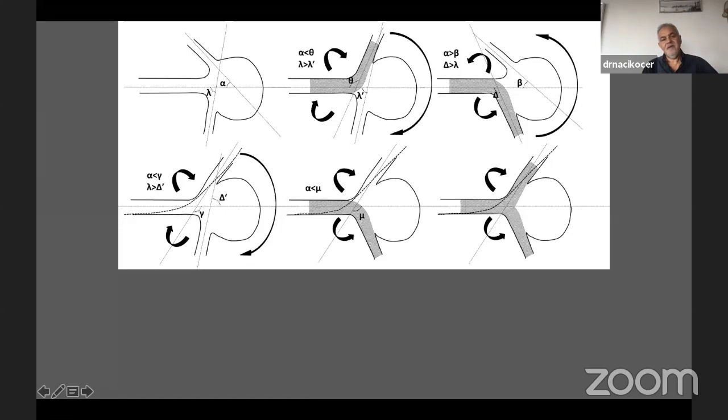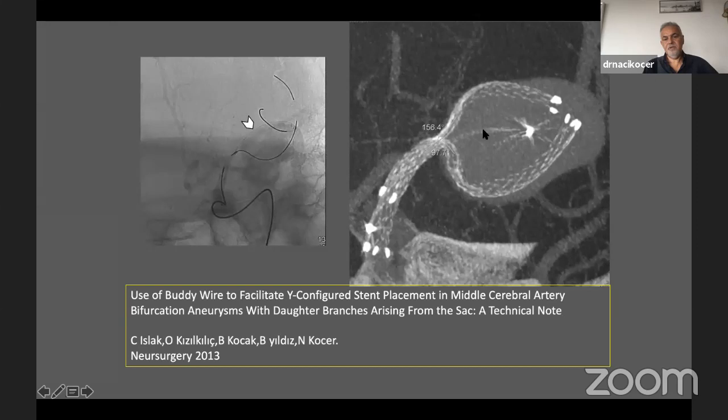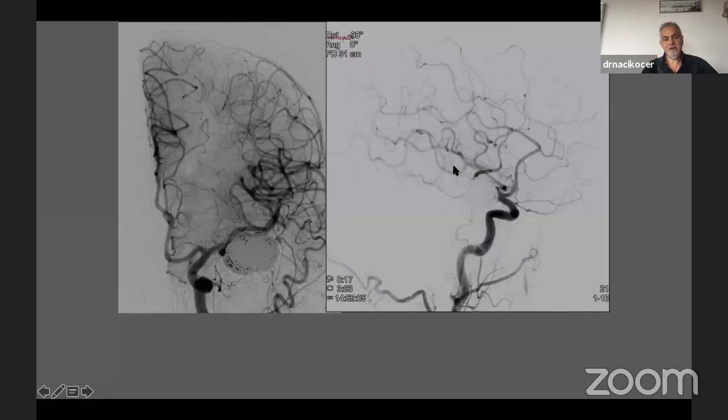This is the technique we also published, the body wire technique for Y stenting to eliminate the angle of the upper truncus. After putting the two Enterprise stents, with the microcatheter in the sac, you can eliminate the ugly shape angles of this particular case, and then you can have a nice occlusion.